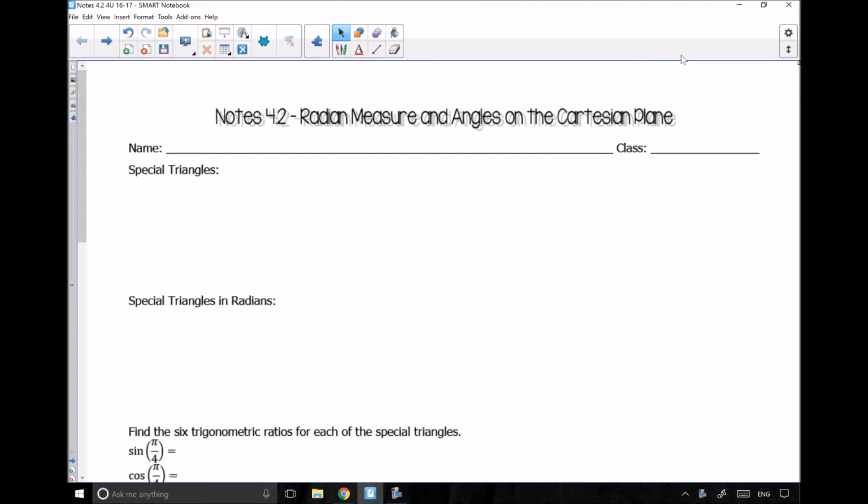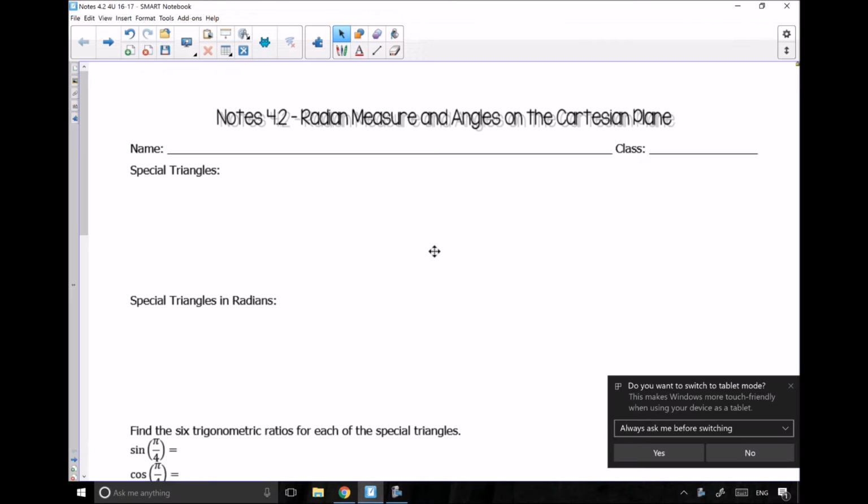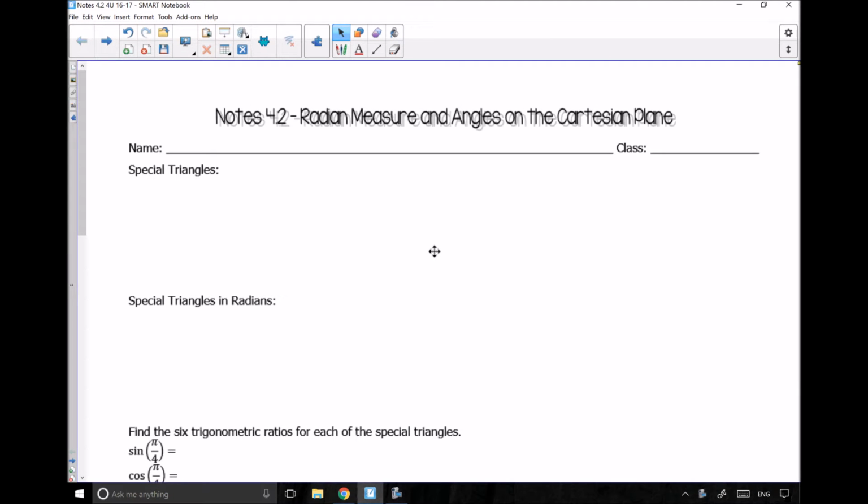Hello, notes 4.2 are on radian measure and angles on the Cartesian plane. Before we move on, I just want to warn you that this is probably going to be a lengthy video because there's a lot of information we're going to be going over, but it's also going to be such a crucial piece for the foundation of this unit as well as next unit. So be 100% sure you're totally engaged with everything that we're doing in this video, okay?